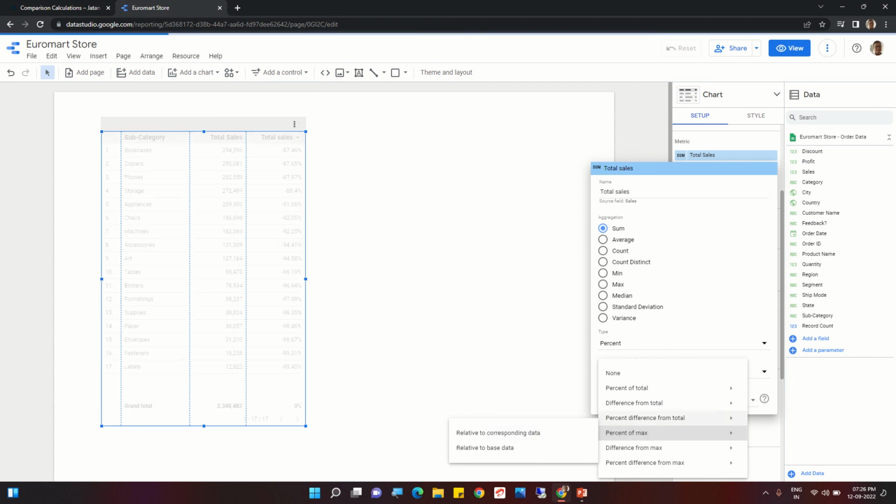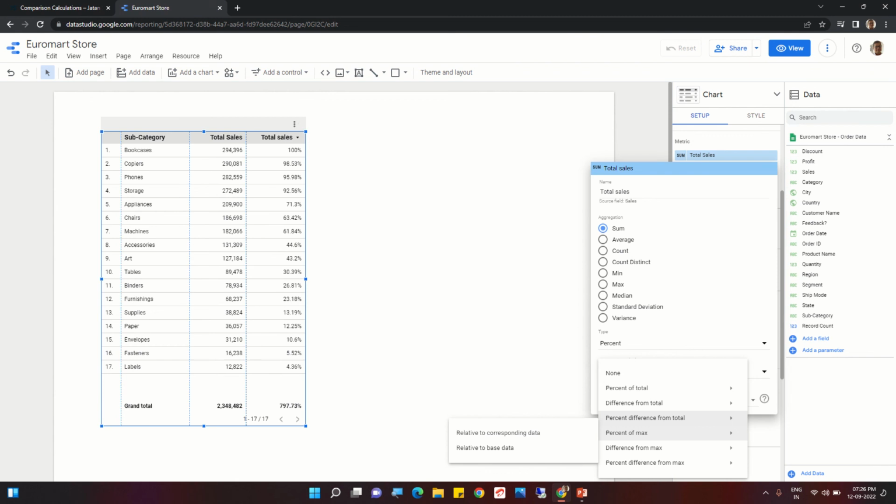Then we have percent of maximum. Let us see the report. This is the maximum cell. The maximum cell has been taken as 100%, therefore it is 100%. In comparison to the maximum cell, copiers at 290081 is just 98.53% of the 100%. This is how it is calculated.